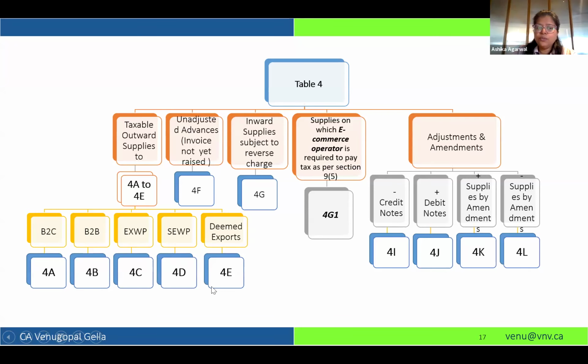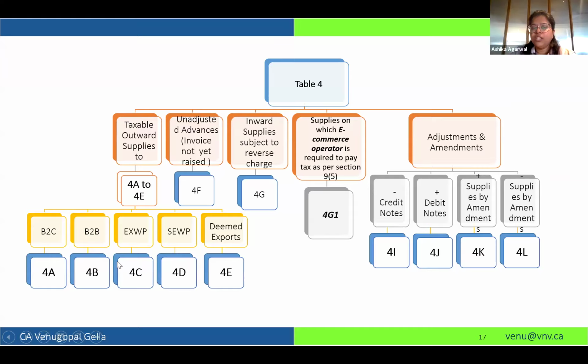Now, for B2B and B2C, what we have to capture over here is only invoice data. B2C is a summary level reporting. Therefore, it will be reported net off, means net off of all the invoices, all the credit notes, debit notes, amendments, whatever you have done. B2C is a net reporting. But when it comes to table 4B to 4E, it is at invoice level reporting.